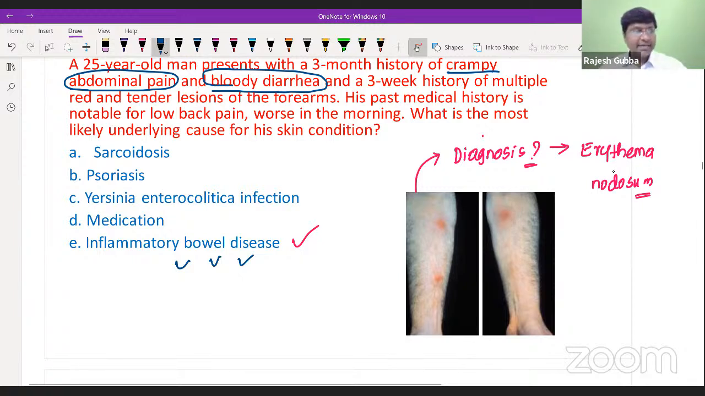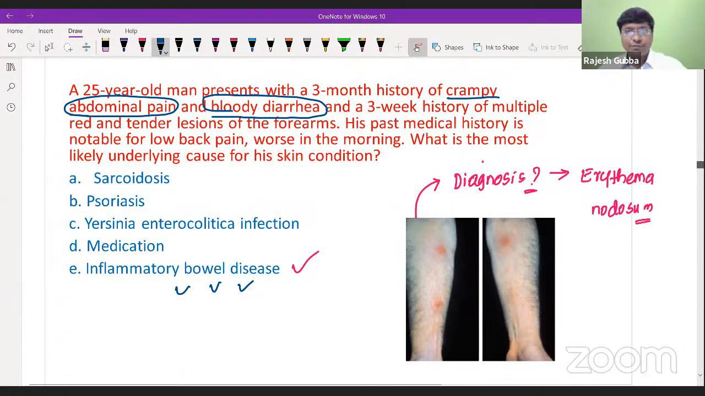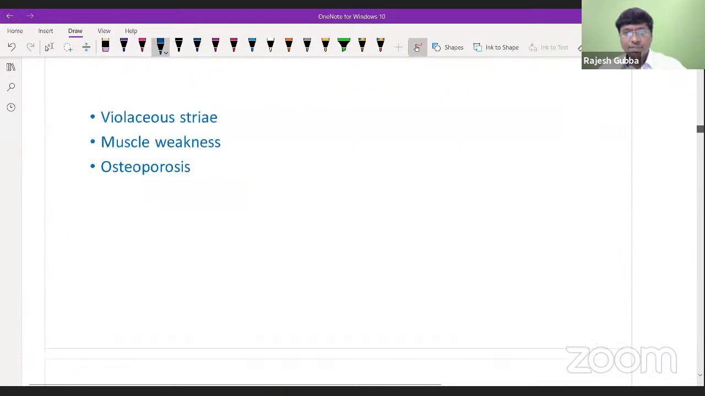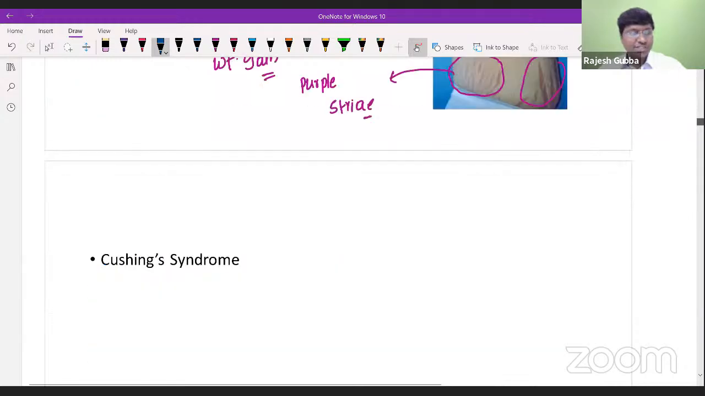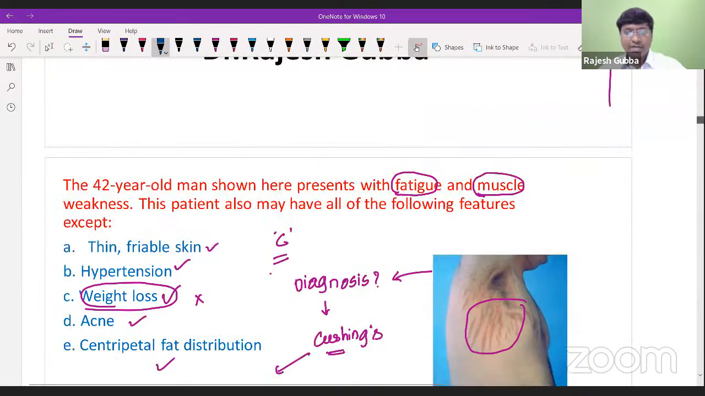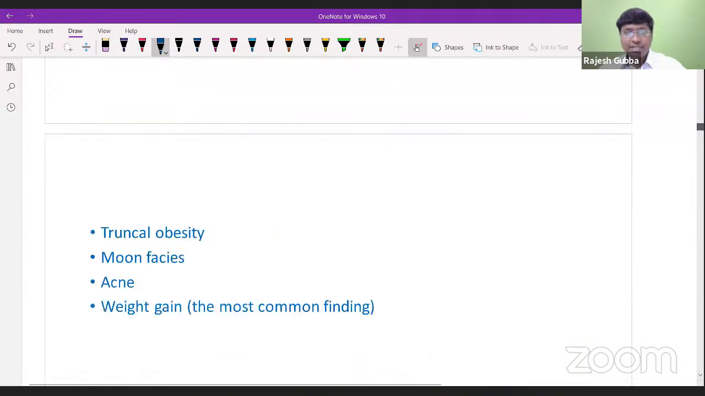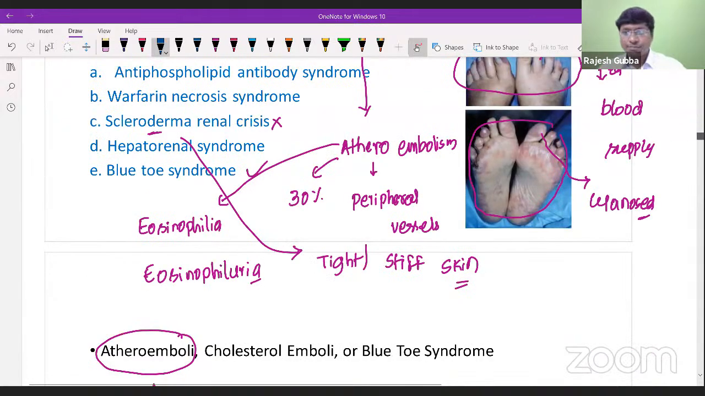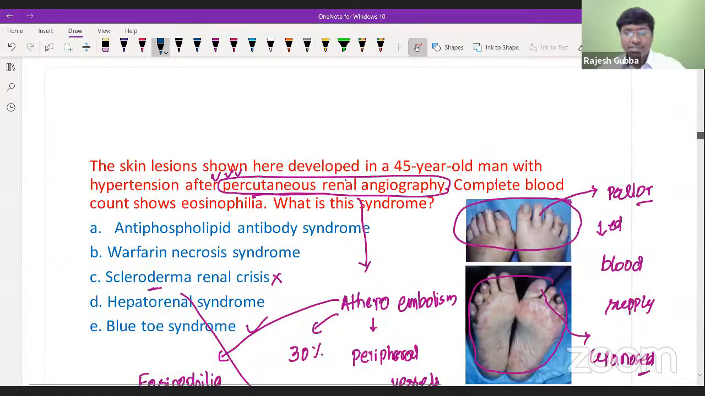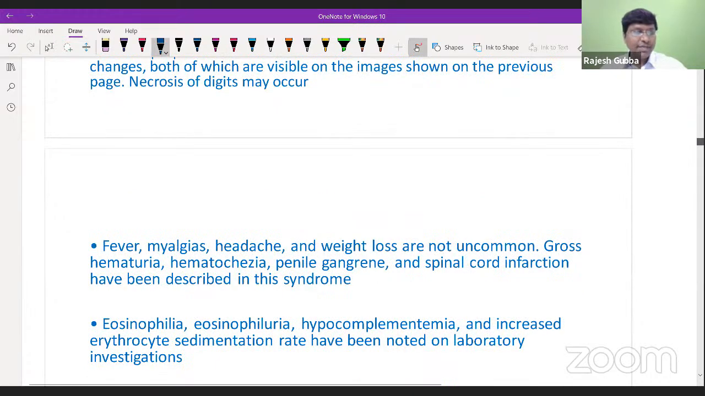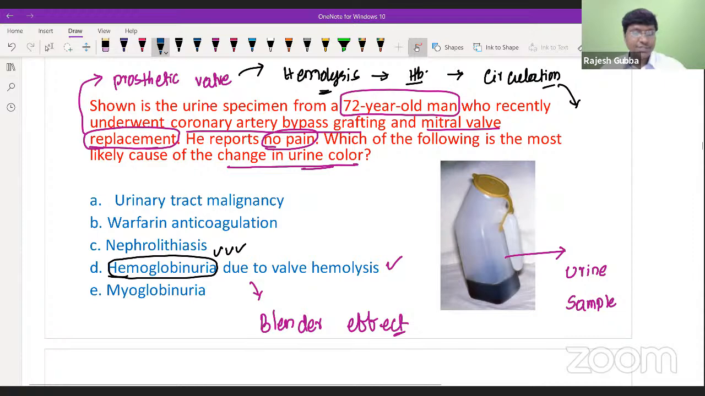Right. So I'll revise all these images and then I'll move to the next clinical based questions. So the first image what I have shown you for today was, yeah, this is the image suggestive of Cushing syndrome, right? And the next image what I have shown you is the image of the blue toe syndrome, right? Then the next image what I have shown you is the urine sample, which is dark in color, and that is secondary to hemoglobinuria due to valve hemolysis in this particular clinical condition, right?